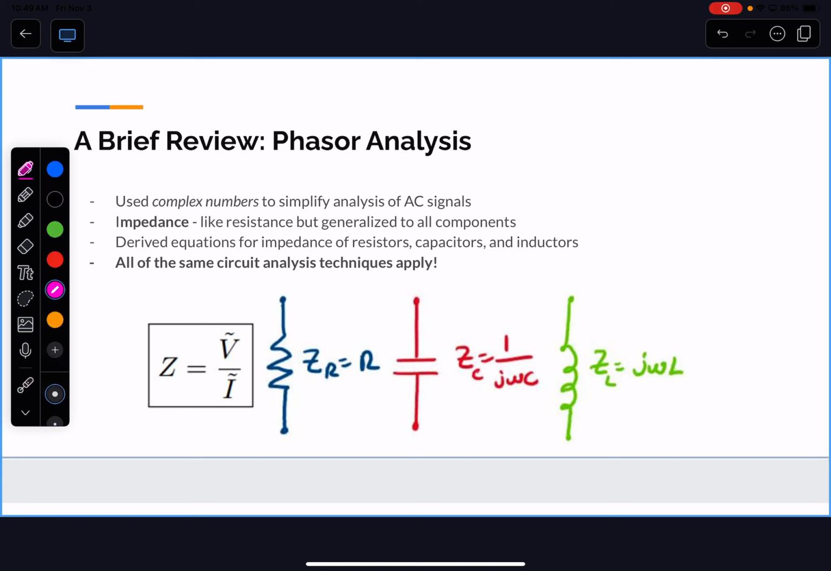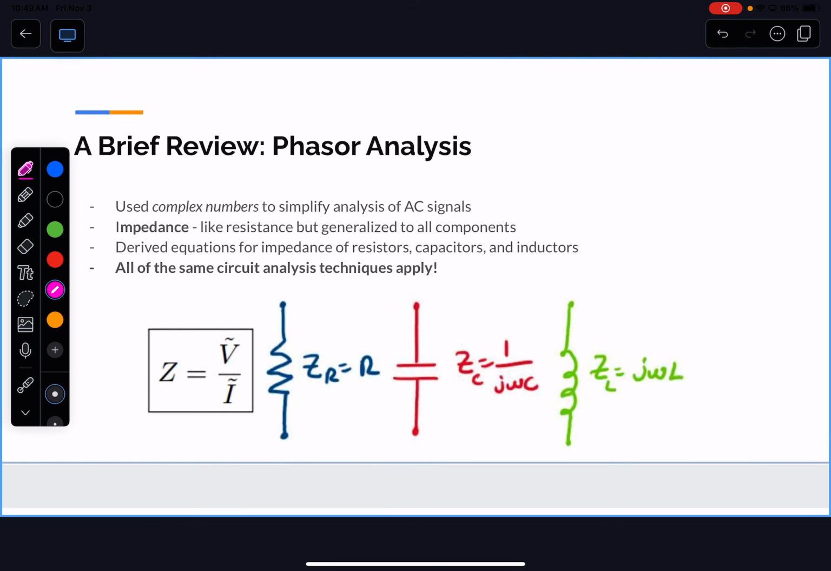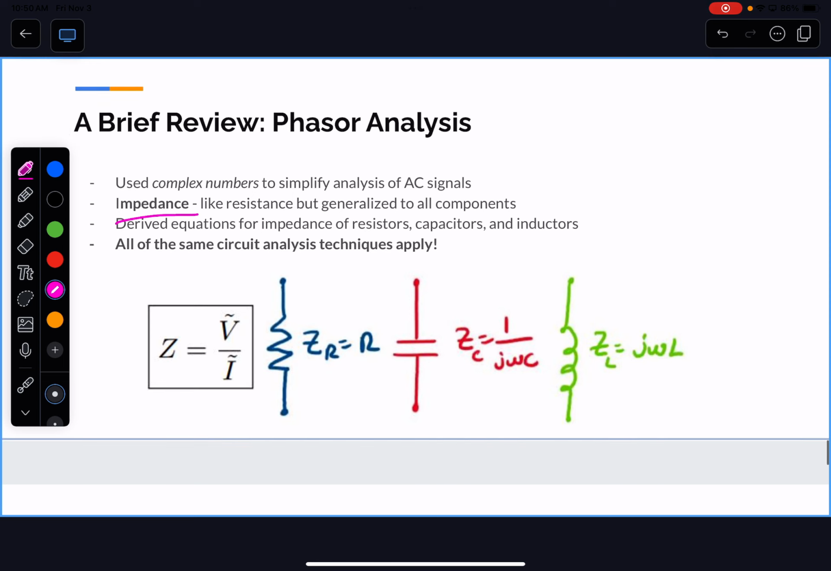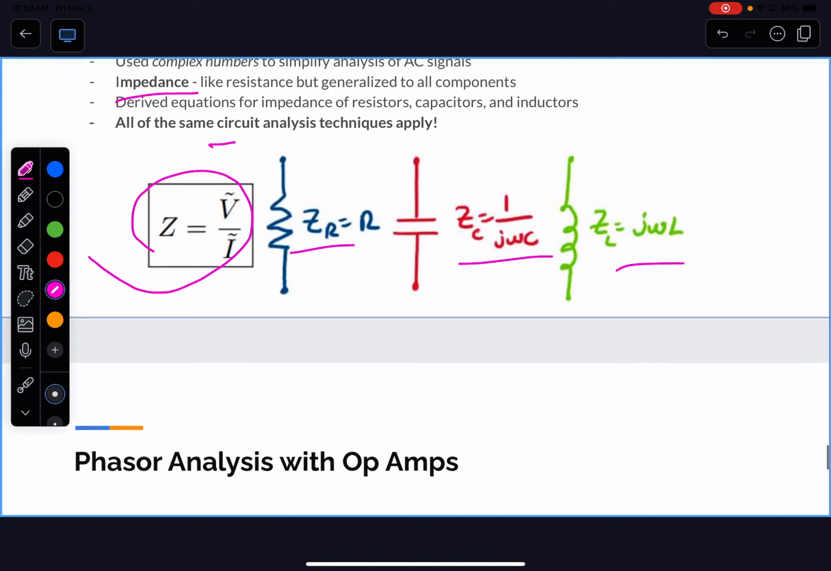So now we're talking about putting the complex stuff in it instead of just the resistance, right? We talked about using the resistor to control your signal, but we can also put phasors in there, and it also makes op-amp very interesting. Impedance is like resistance, but generalized to all components. We learned that many, many times in this course. And it's the same analysis technique. Z equals V over I. You probably know this equation by heart by now.